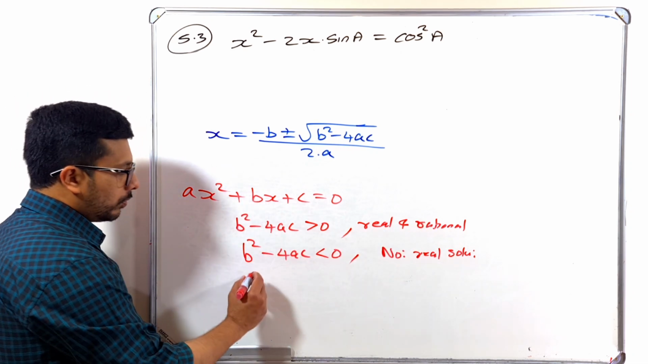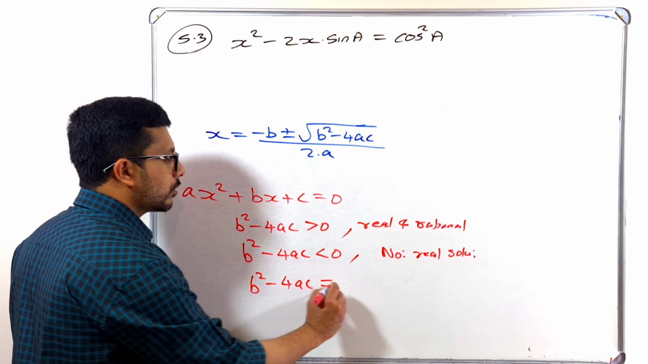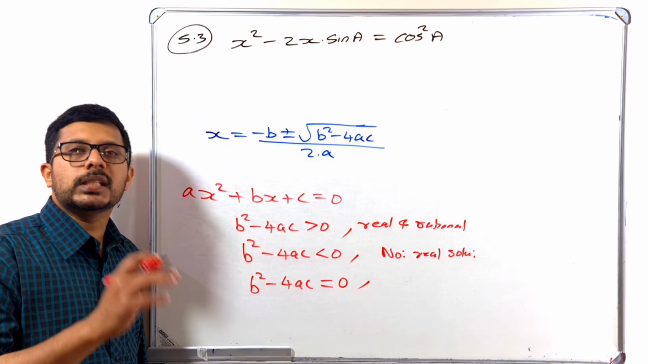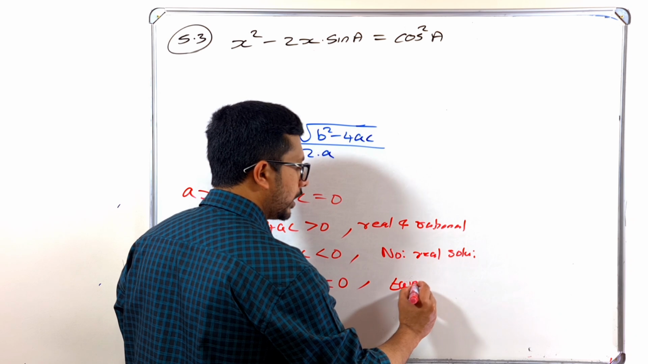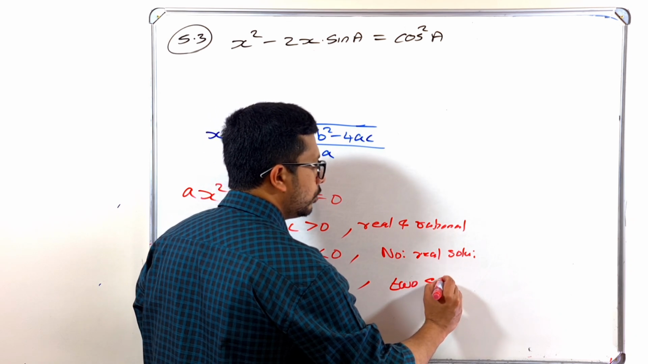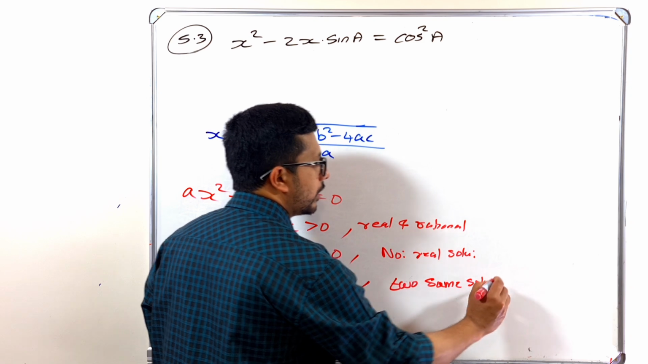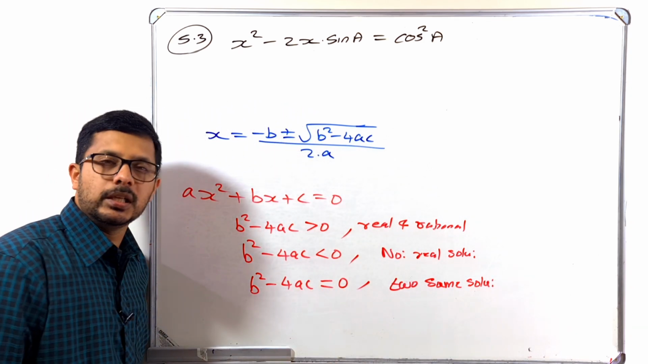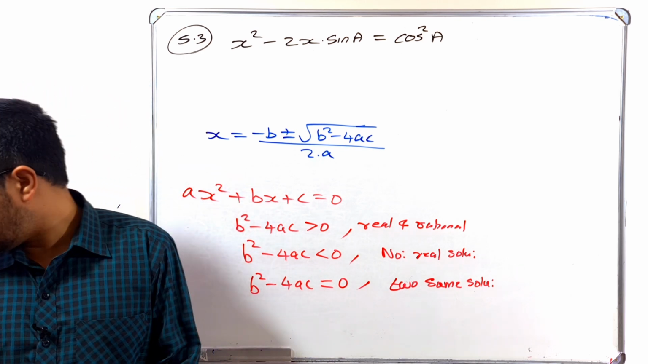Now the last one. In case the value of b squared minus 4ac is equal to 0, then there are two same solutions. There are two solutions, but two same answers you will get if b squared minus 4ac is equal to 0. So in our question, what do we want to find?